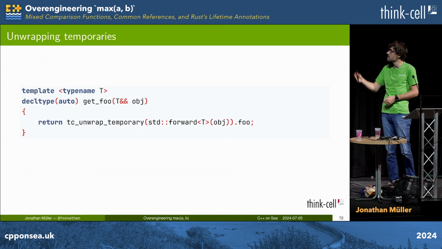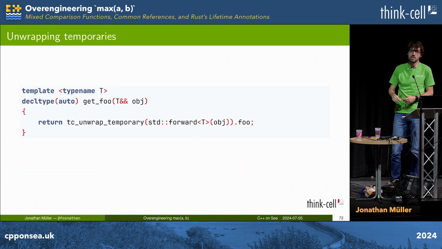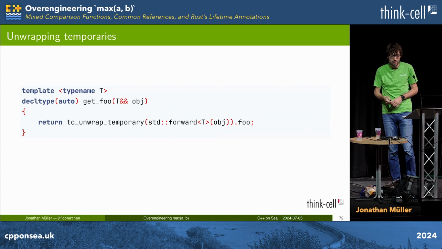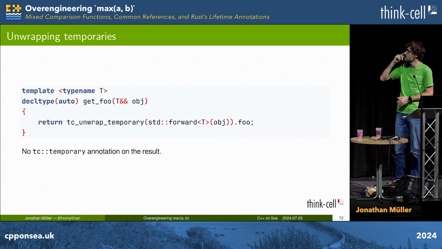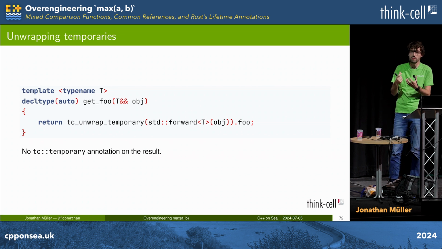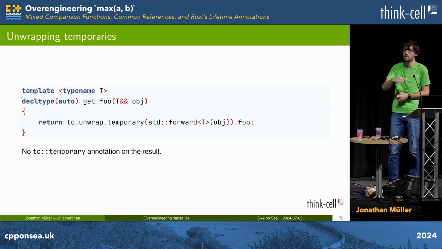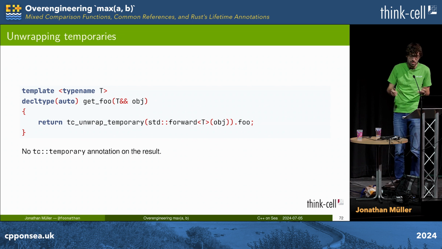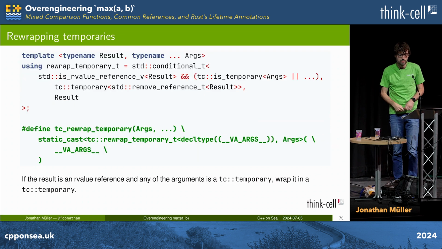And now getFoo needs to be like unwrap temporary of the object, and then we can call that foo in order to do it. Of course, if we unwrap it, we lose the information that it's a temporary, right? So if getFoo is called on a temporary, we want to preserve that information and want to indicate that the result is also a potential temporary. But we lost it. So we need to rewrap.